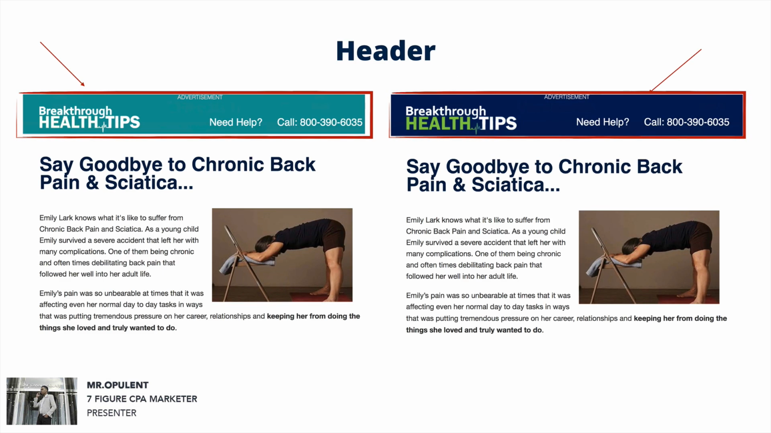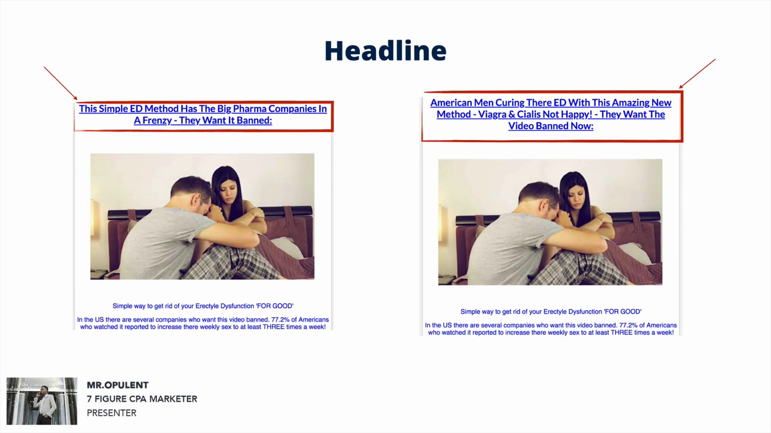Okay. Now, as an example, this is what I'm referring to when I'm talking about testing headers. On the left, you can see the header is greenish blue, like turquoise. And the one on the right has a dark blue header. You'll be surprised that different colors can have different performance with your campaign and with your landing page. The headline.